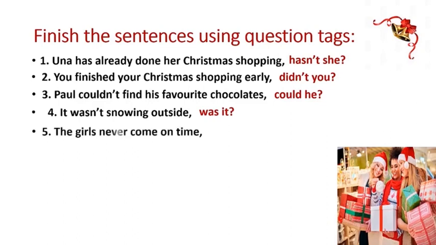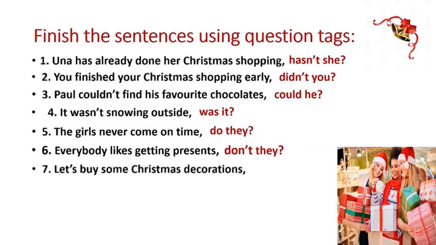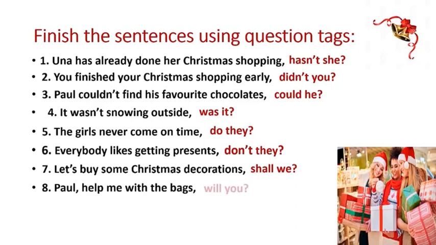The girls never come on time. Do they? This sentence is negative because it has never, so the tag is positive. Everybody likes getting presents. Don't they? When we have indefinite pronouns, like everybody, we use the personal pronoun they. Let's buy some Christmas decorations. Shall we? When we have let's, we use shall we. Paul, bring me the bags. Will you? This is a request, so we use will you.